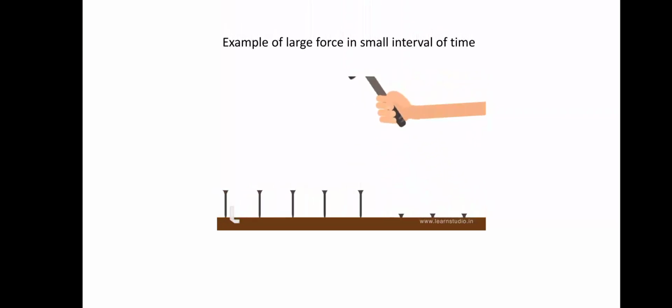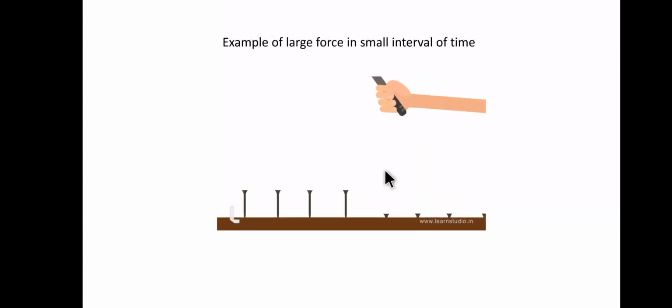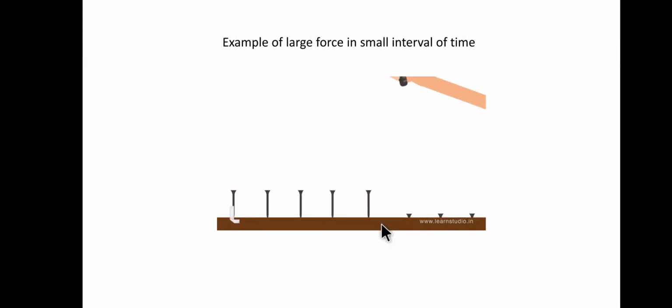So if you apply a large amount of force, then the time required will be very less for a given momentum. So an example is, when you are hammering nails, you are applying a large amount of force in a short interval of time. So that is creating an equivalent amount of momentum. Also, a second example is when a batsman hits the ball, he is applying more force in a very small amount of time. So that will again create an equivalent amount of linear momentum.